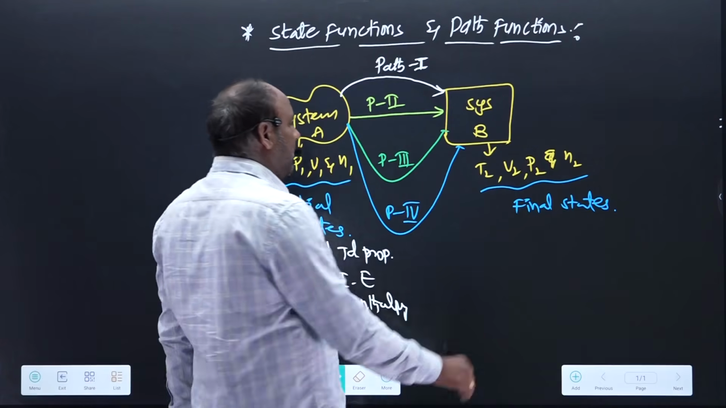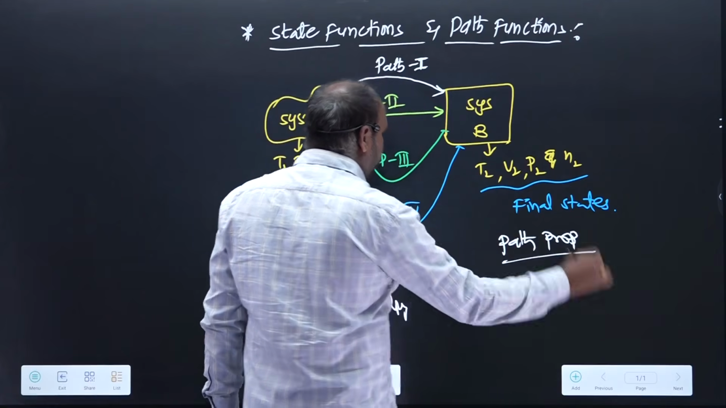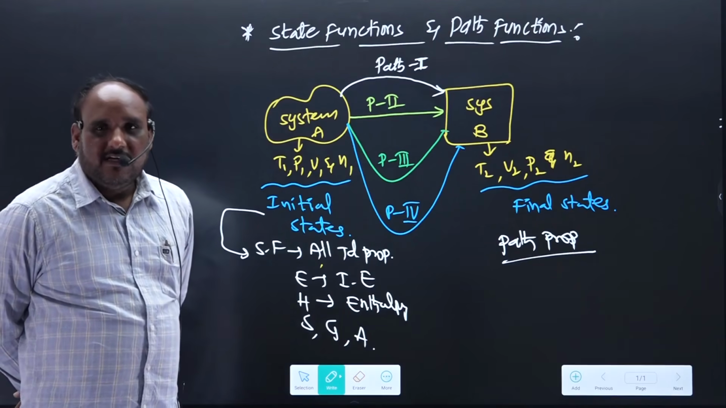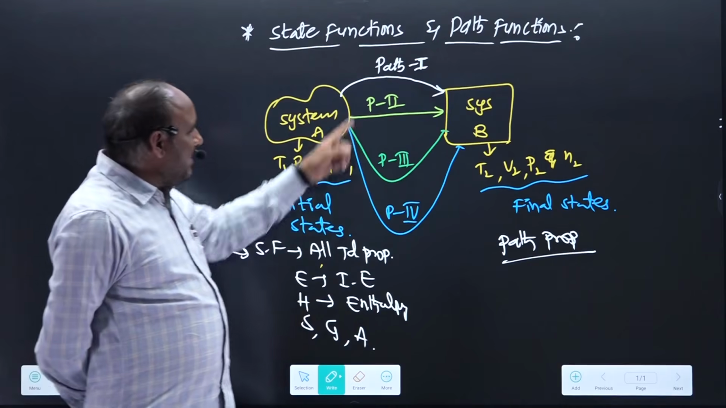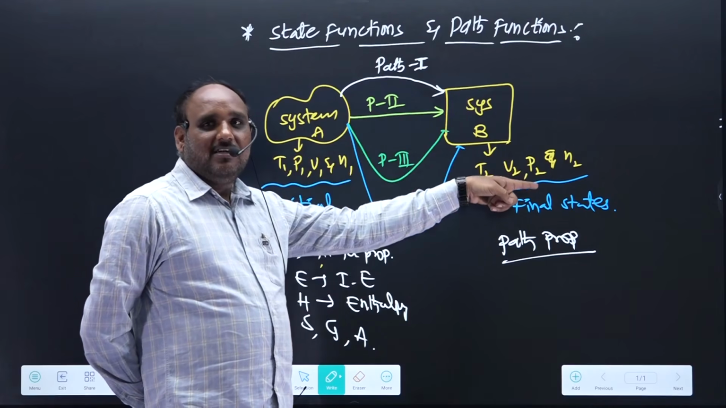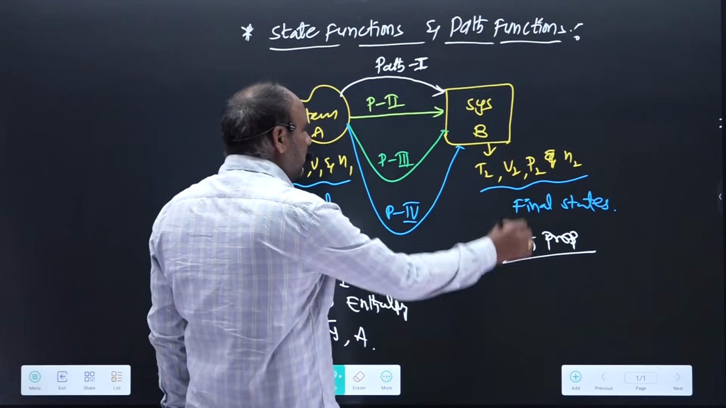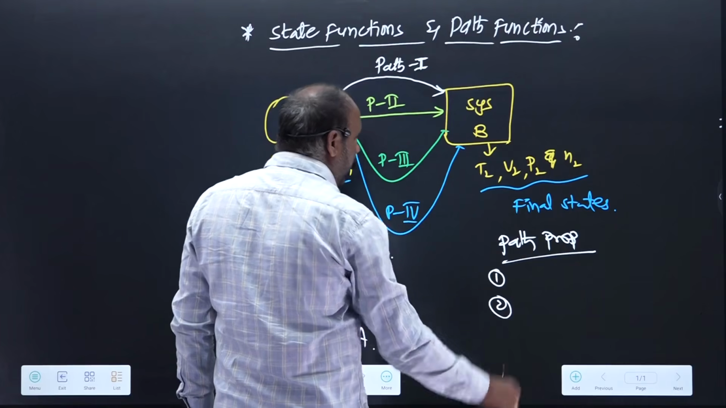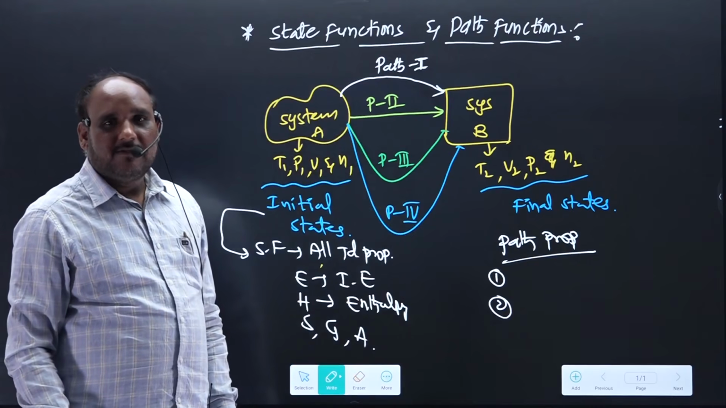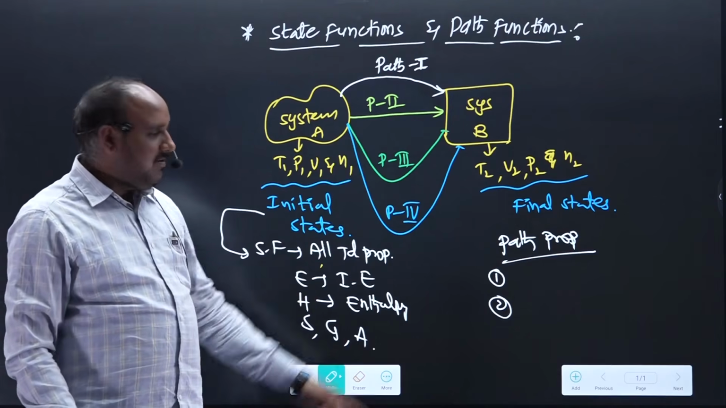Some other functions will be there. Path properties means the properties which depend on pathways and are independent of initial and final states, right? Depends on pathways and independent of initial and final states. Such properties are known as what? Path functions or path properties. What are the examples of path properties or functions?